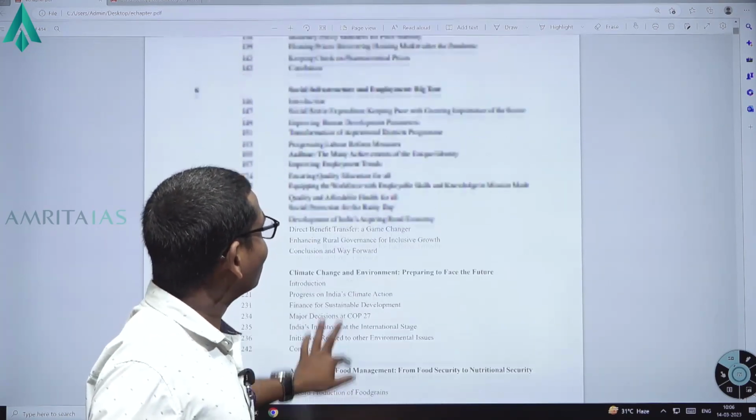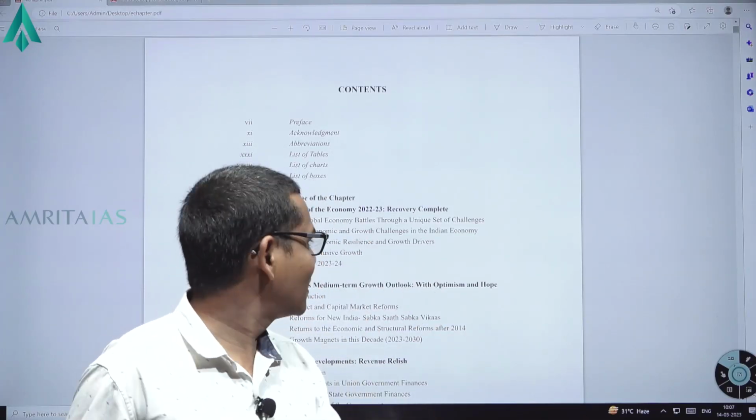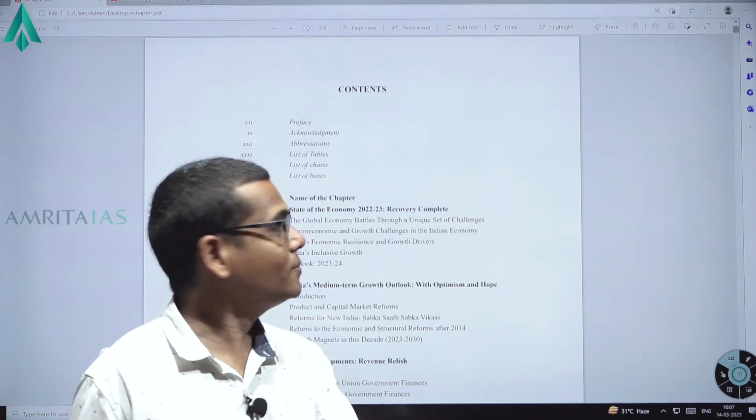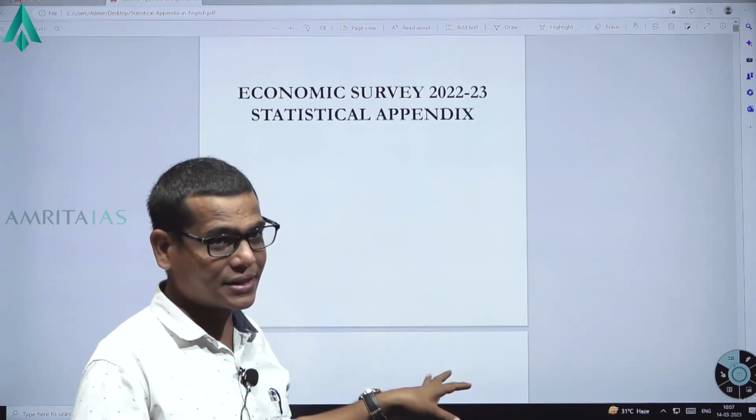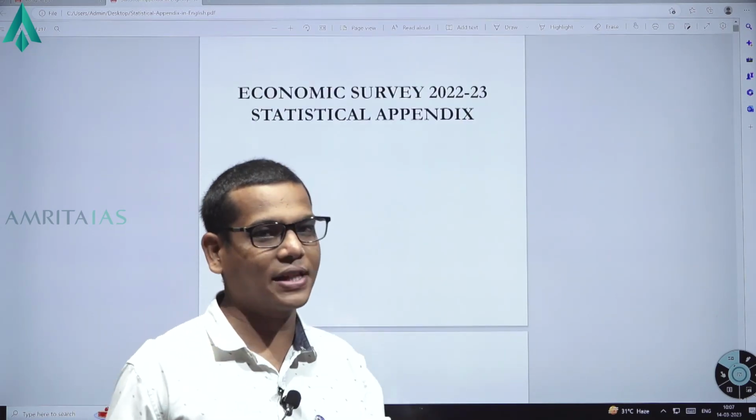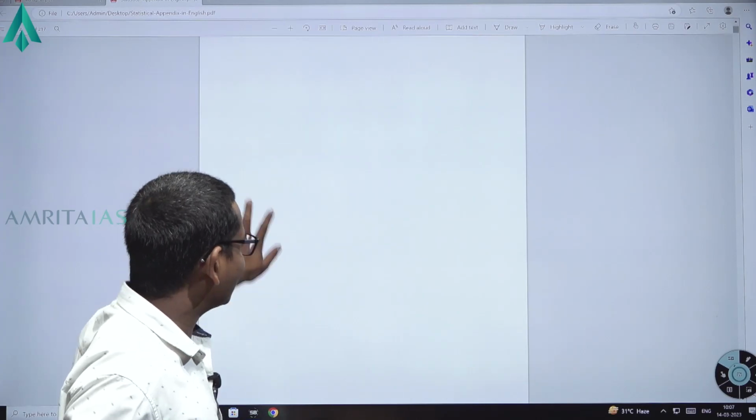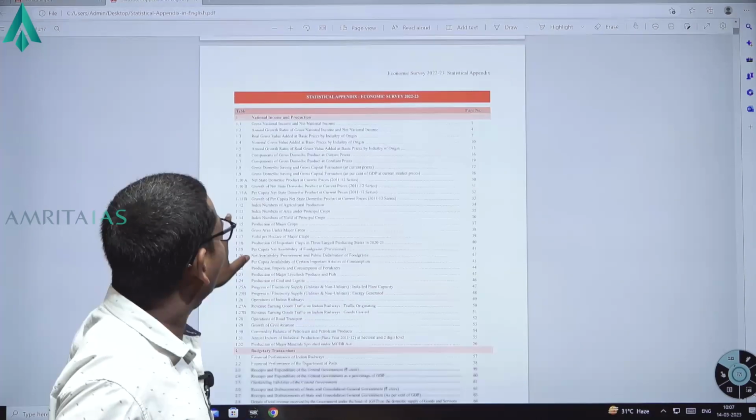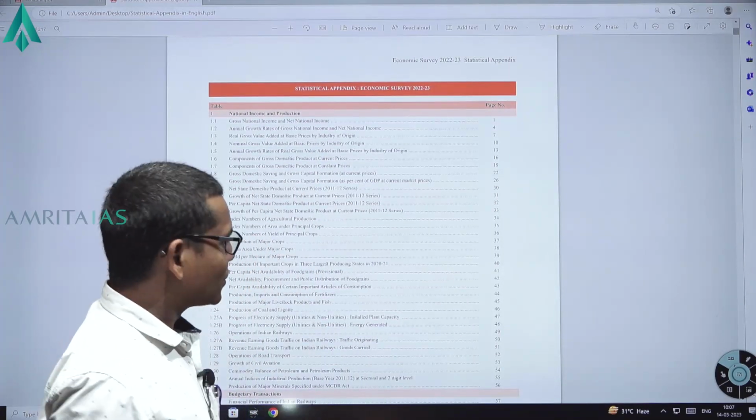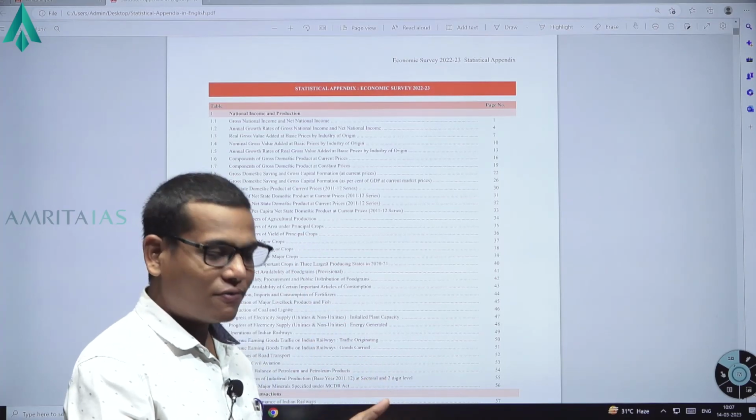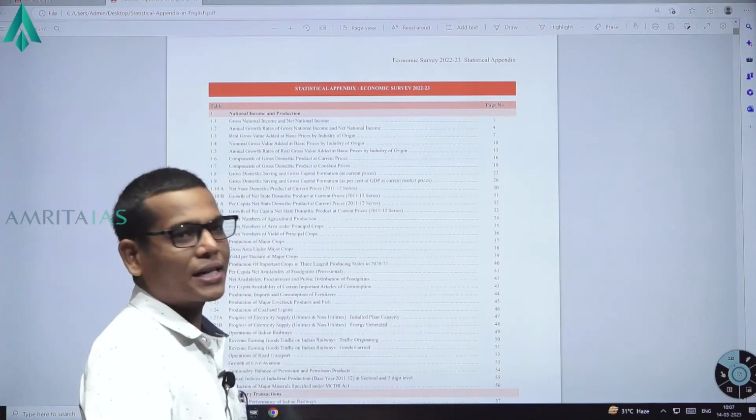So these are the 12 chapters, and this is a broad idea of each chapter. Every chapter is important, so just go through it. Next, the second one is the statistical appendix. The statistical appendix is an additional thing given along with the Economic Survey. This was also released last year, and in this they have given statistical data related to the various sectors and segments of the economy. You need not remember this data, but whenever you have any doubt or want to see the data, just open it and compare.